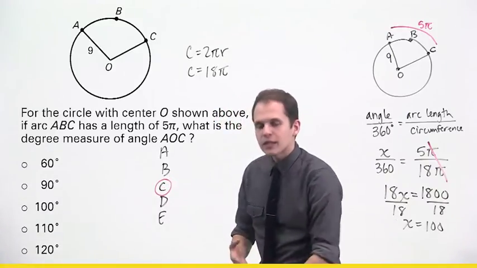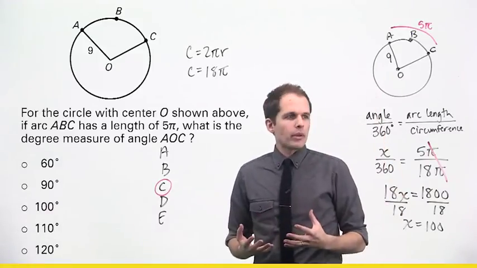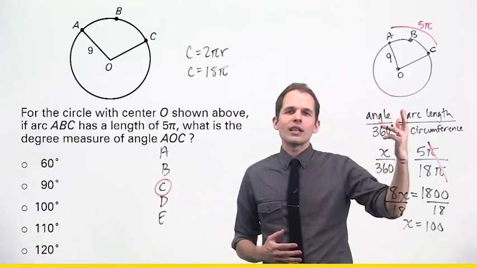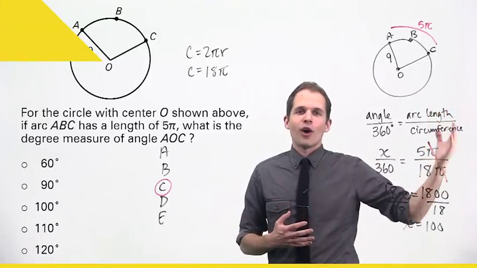So when you're being asked about arc length or sector area or central angles, just remember the proportion. The central angle over 360 is the same as arc length over circumference. That is the same thing as sector area over the total area.